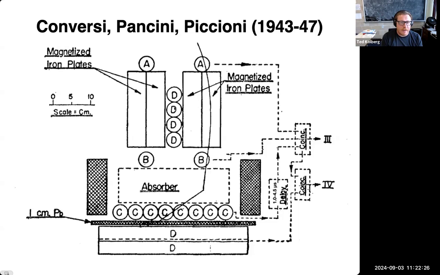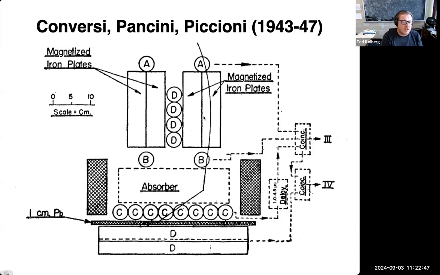So just to sort of describe how this works, I'll ask you on the homework to go into a little more detail, but the basic idea is the following. These plates on either side here are magnetized, and by choosing the direction that the current flows around these magnets, you can either sweep negatively charged particles towards your target or sweep positively charged particles towards the target.